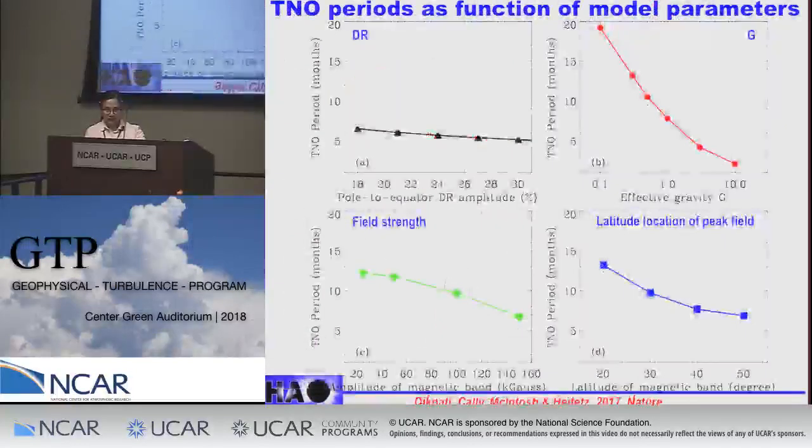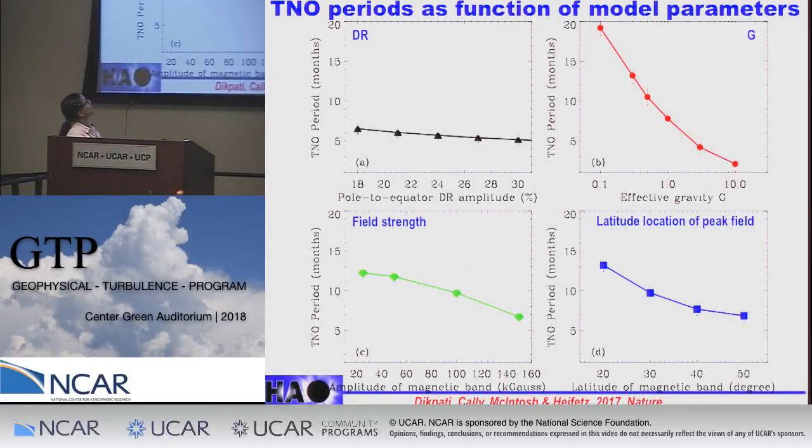Now here is the parameter space study. As a function of differential rotation amplitude, the periodicity is very insensitive. They are insensitive to differential rotation amplitude, but very sensitive as a function of effective gravity. You can have much slower seasons if the effective gravity is low, but when effective gravity is very high, you can have very fast seasonal variation.